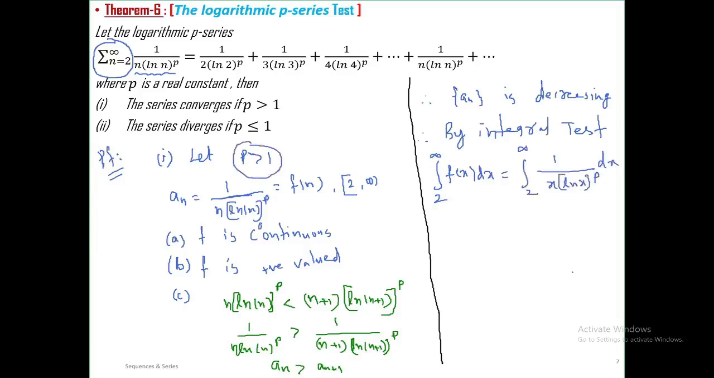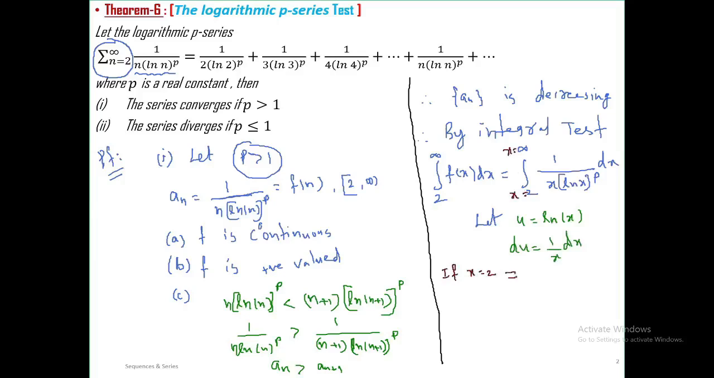Okay. So now let's compute this. Before going to that, let us go to the change of variable. Let u equal ln x. I'm changing the variable from x to u. Then du is equal to 1 over x dx. And we need to compute the corresponding limits. Look at the previous old limits: x is equal to 2 to x is equal to infinity.